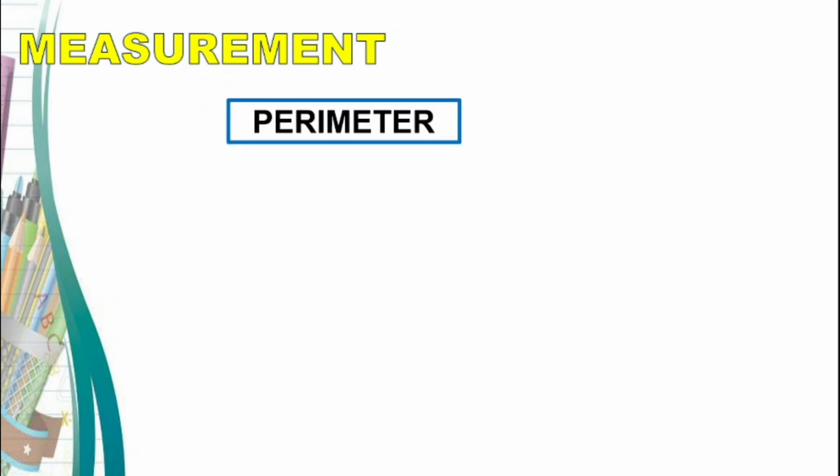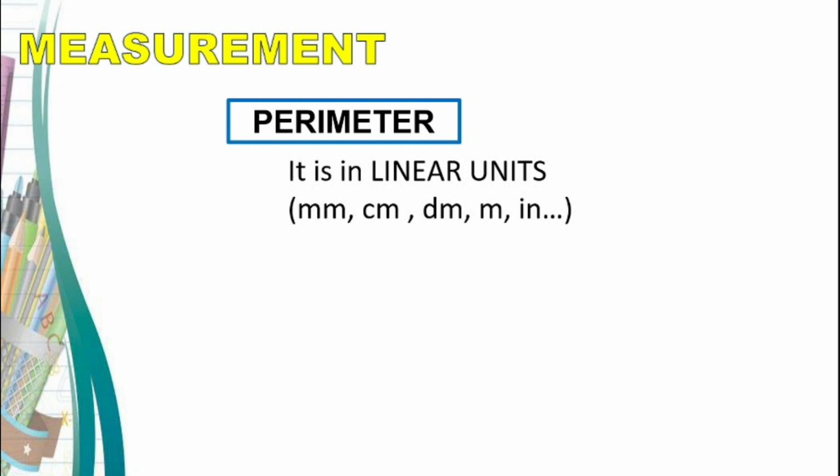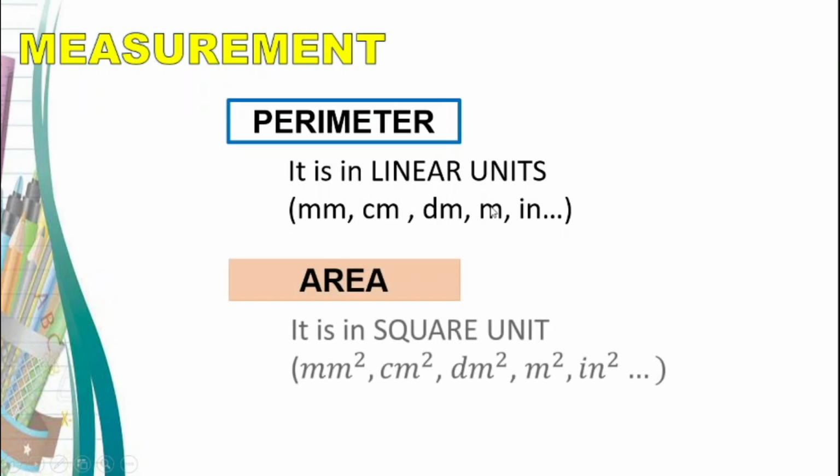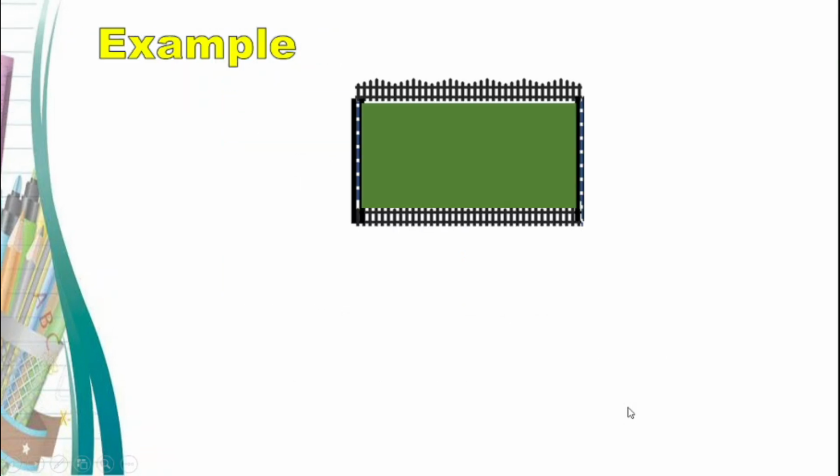So let's have measurement. In perimeter, it is a linear unit like millimeter, centimeter, decimeter, meter, inches. So in linear. And while an area, it is a square unit, meaning to say we have millimeter squared, centimeter squared, decimeter squared, meter squared, and inches squared, and so on.